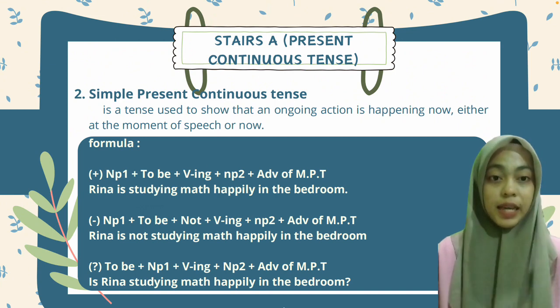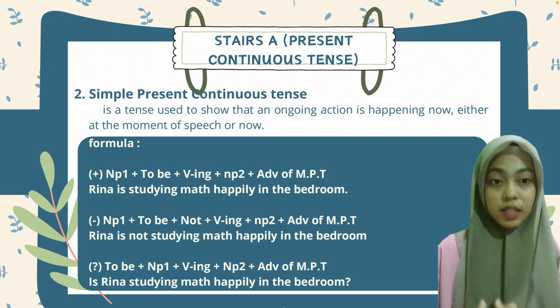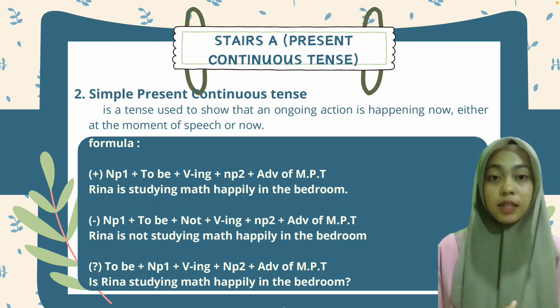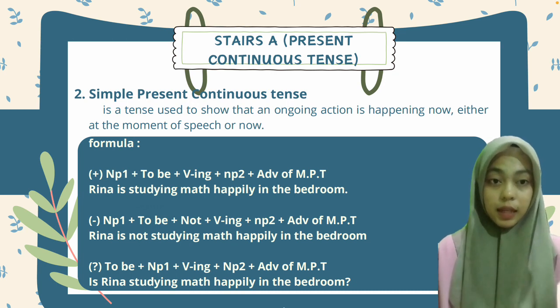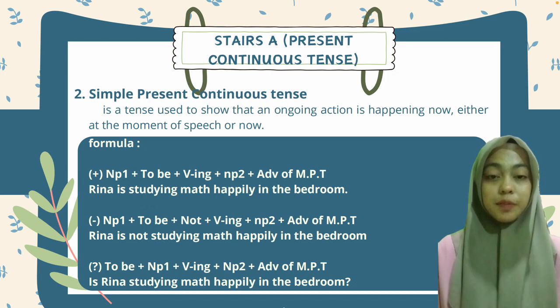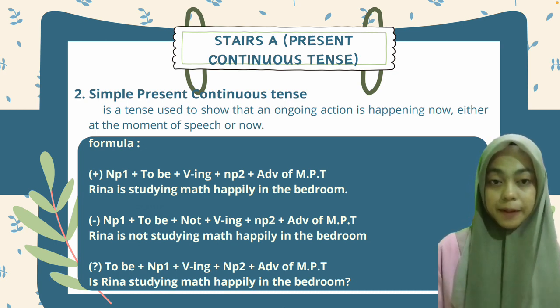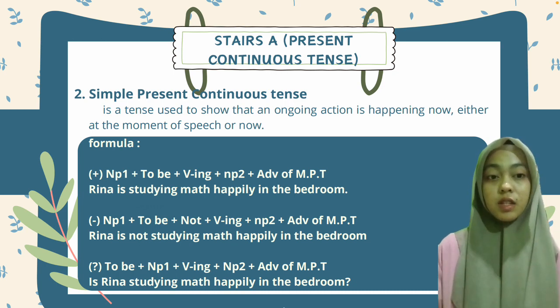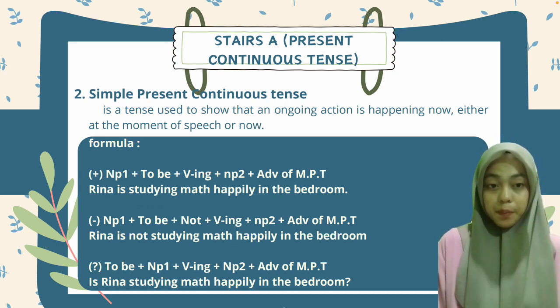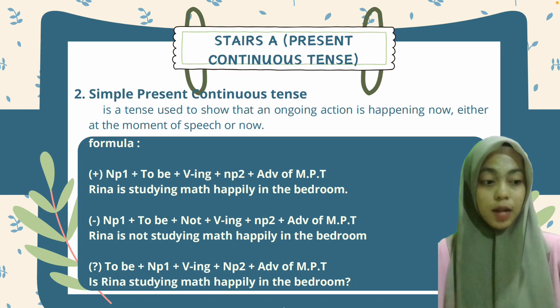For the example, like Rina is studying math happily in the bedroom now. So Rina is subject, studying is verb plus -ing, math is object, happily is adverb of manner, in the bedroom is adverb of place, and now is adverb of time. For the negative, Rina is not studying math happily in the bedroom now. And for the interrogative, is Rina studying math happily in the bedroom now?